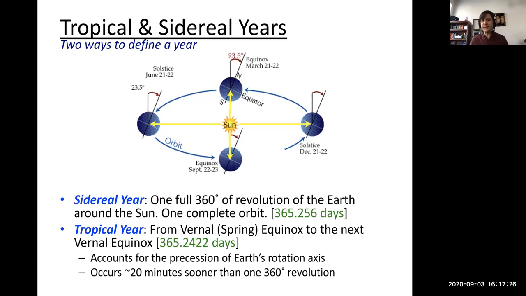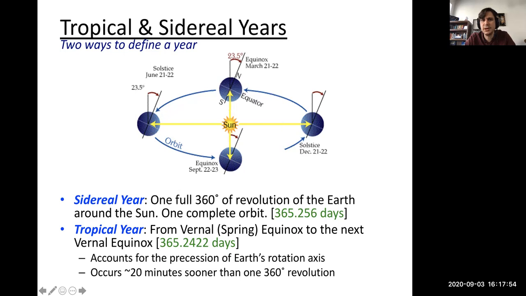However, the year that we live by, our calendar year, so every time you look at the dates on a calendar, that is not measuring the sidereal year. That is going by the tropical year. The tropical year measures spring equinox to the next spring equinox. So it is going from spring equinox all the way around to the next spring equinox.